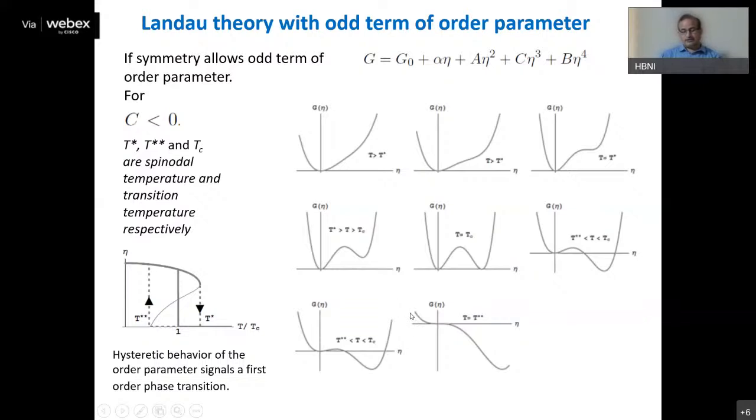And then there is a certain temperature which you call the second spinodal temperature, where this initial phase becomes unstable. So if you plot the order parameter versus T by Tc, what you observe is that there will be a hysteresis. And this is a clear-cut signature of a first order phase transition. So if your symmetry permits a cubic term, and the order parameter is a scalar, you can describe the first order phase transition by this formula.